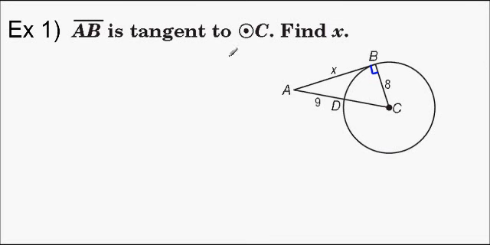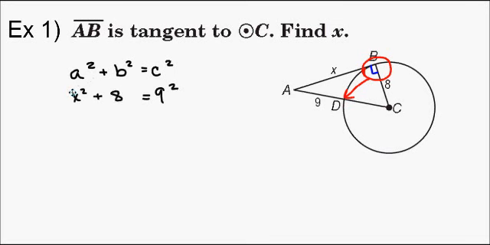Told you that they were coming back. Okay, so remember, in a right triangle, a squared plus b squared equals c squared. Pythagorean Theorem. C is the hypotenuse. The hypotenuse is across from the right angle. So 9 is my hypotenuse. It's my C. Okay, so I'm going to say x squared plus 8 squared is 9 squared.